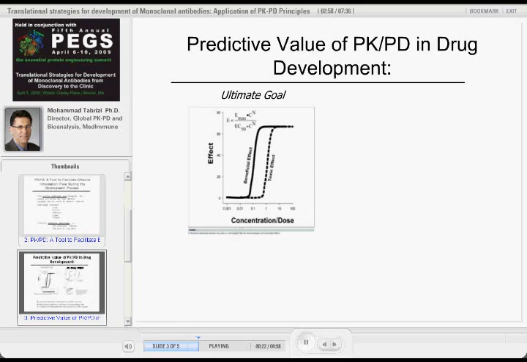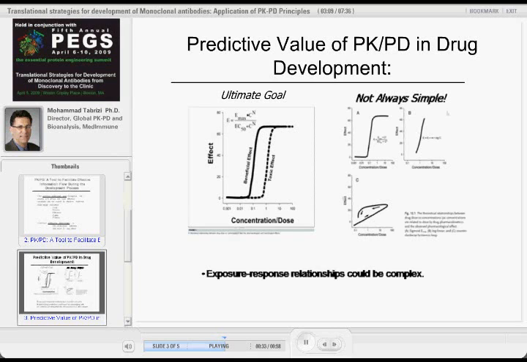In some instances, you have a very nice definition and separation. Sometimes these curves collapse. Sometimes these curves cross. And a lot of times, you get complexities such as hysteresis, where there are time dependencies. And with antibodies, there are a lot of examples of that.